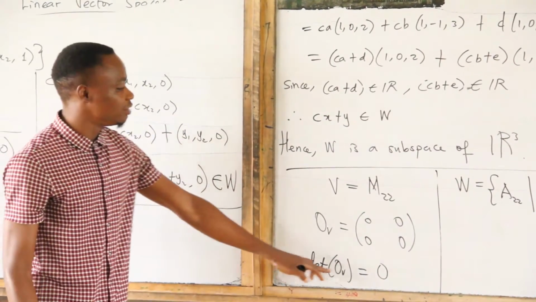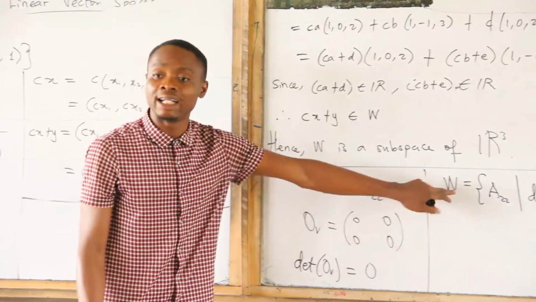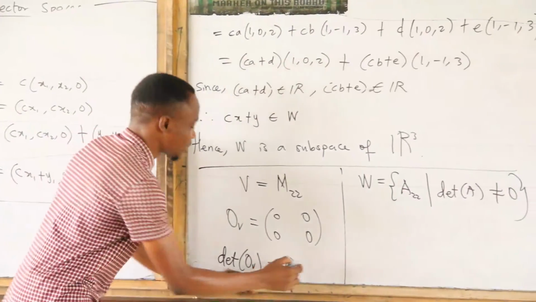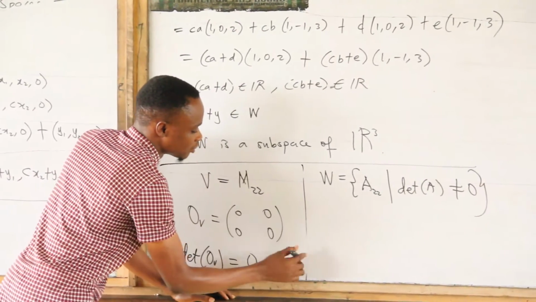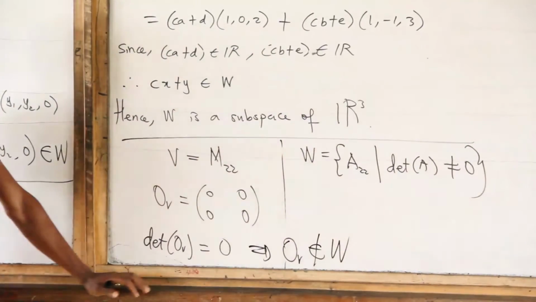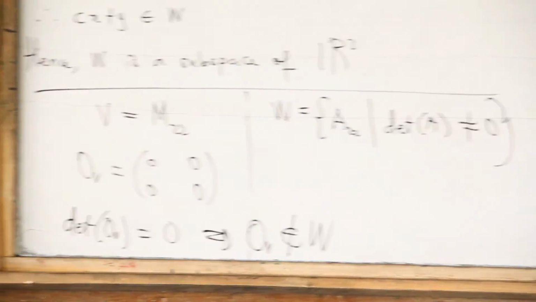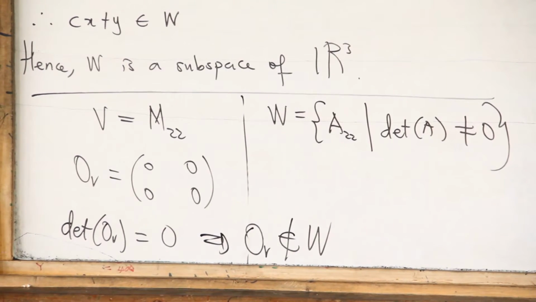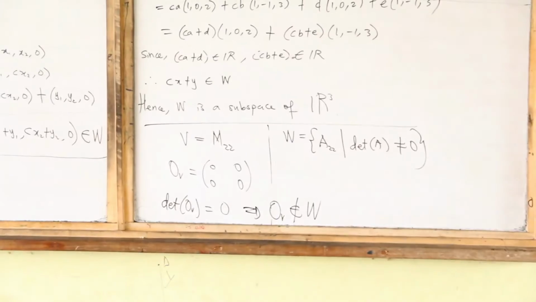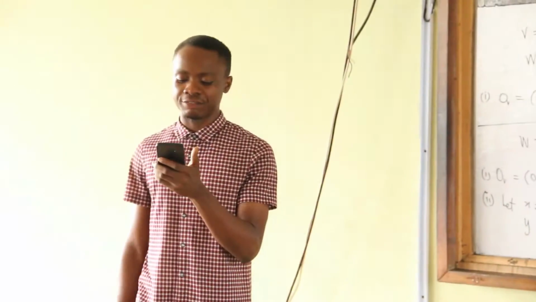So since the determinant of this zero element is 0, it's not an element of W. Does it make sense? So obviously this implies that the zero is not an element of W. So based on that, we conclude that W is not a subspace of V. Do you get this now? W is not a subspace of V. Number 5.